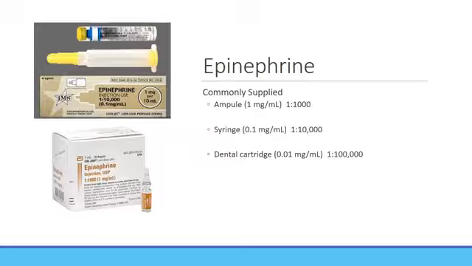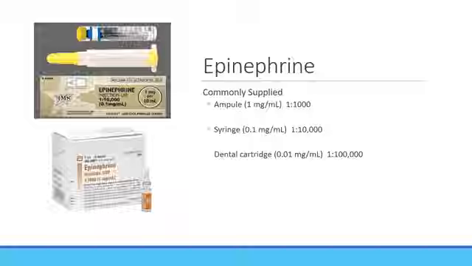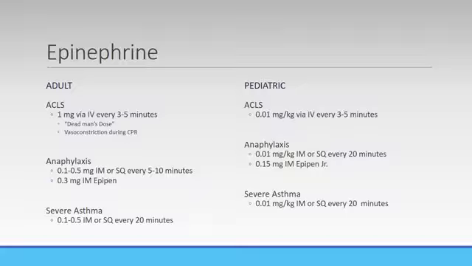It also comes in the pre-filled syringe, which is what we see down below, which is a less concentrated form. It's 1 to 10,000, so that's 0.1 milligrams per ml. So each ml is going to have 100 mics. Or it comes obviously in our dental cartridge, which is an even less concentrated form, a 1 to 100,000 or 1 to 200,000, which is either 0.01 milligrams per ml or 0.005 milligrams per ml, depending on which concentration we choose. Here's your ACLS, your different dosages for epinephrine.